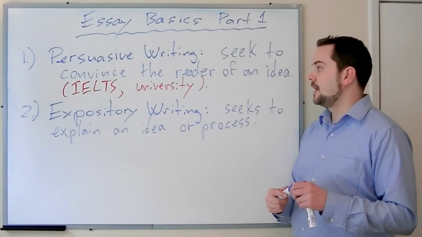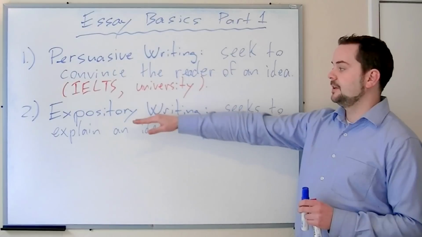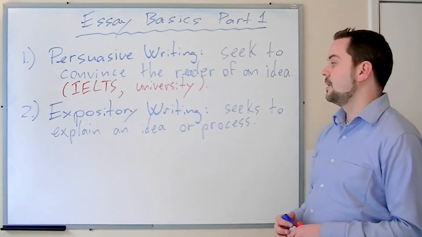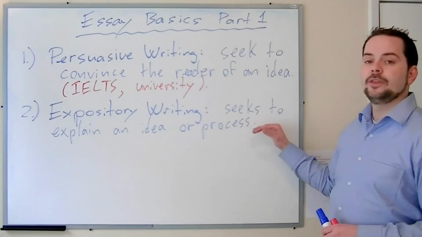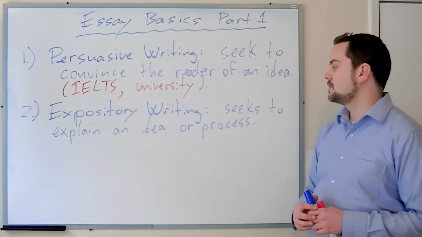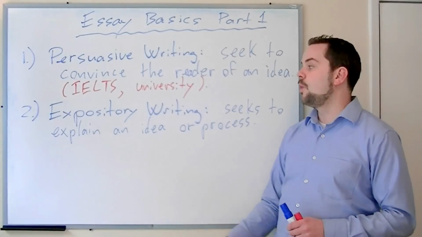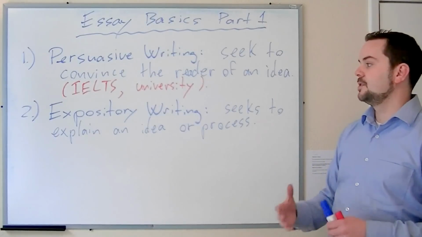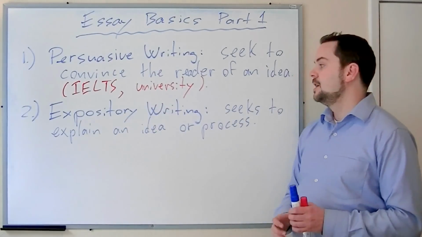And if you remember the Task 1 lessons, that is an expository writing style. So when you're looking at a bar graph or a pie chart, what you're doing is you're explaining to the writer the information that is shown on that graph. So of course that's why we see the process essay, which is one type of expository. So process essays are first, second, third, and that's just one type of expository writing.